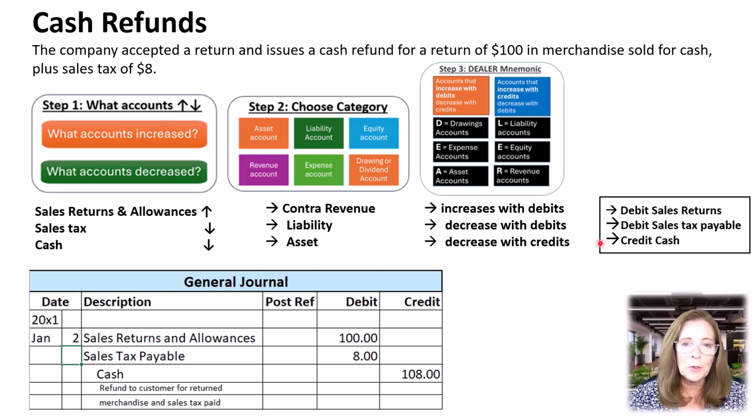We're now able to record this cash refund by writing the date into the date column, sales returns and allowances into the description column, and $100 into the debit column. We record the reduction in sales tax payable by writing sales tax payable in the description column and $8 into the debit column. On the next line, we slightly indent and write cash into the description column and $108 into the credit column. Let's look at how this transaction changes when the customer is a credit customer and hasn't yet paid for the original purchase.